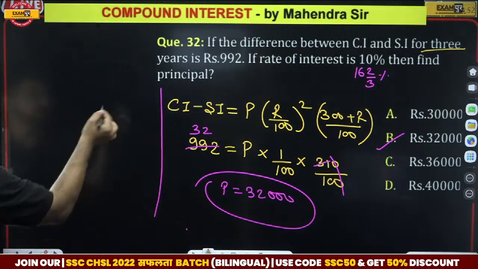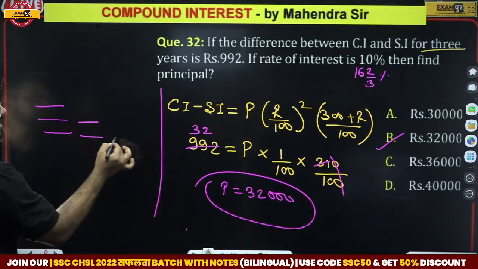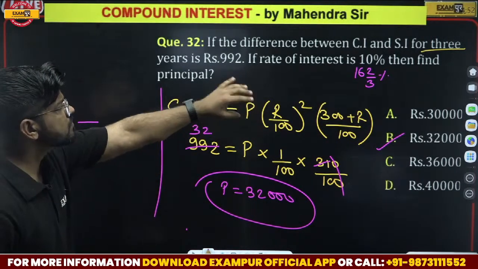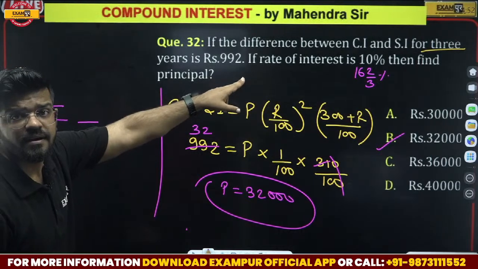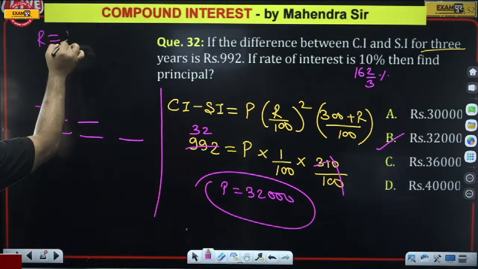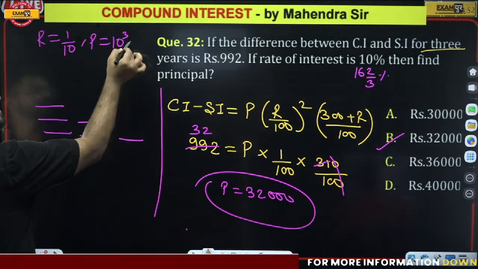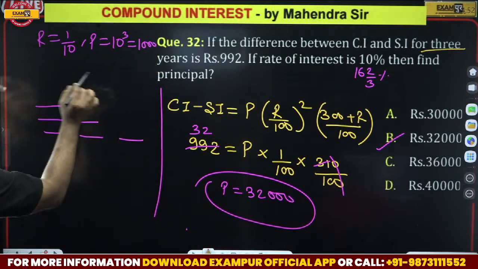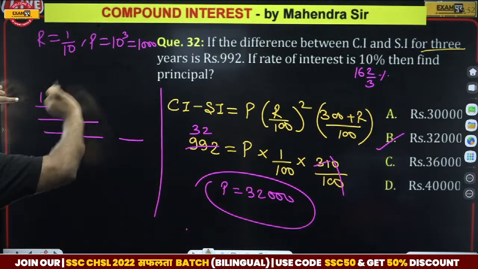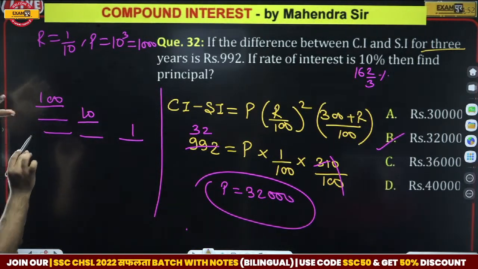Let me tell you the slab method to do this type of question. For a 3 year slab: 1 year, 2 year, 3 year. 992 is my CI-SI difference, and 10% is my rate. If rate is 10%, I can say 1 by 10, and P is 10 cube, which means 1000. So 1 by 10 gives 100, again 1 by 10 gives 10, again 1 by 10 gives 1. These are the upper slabs.